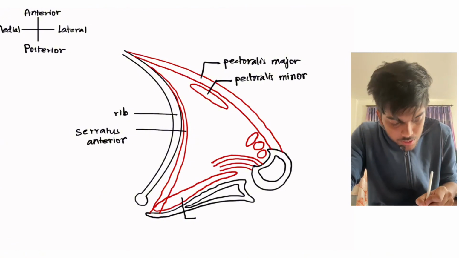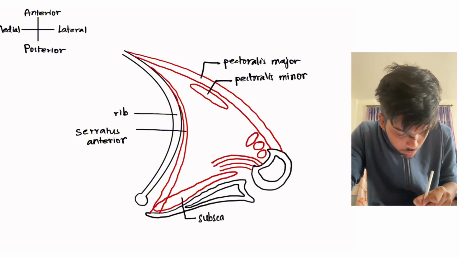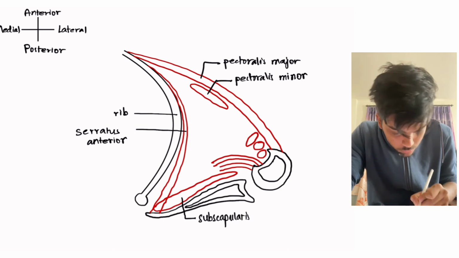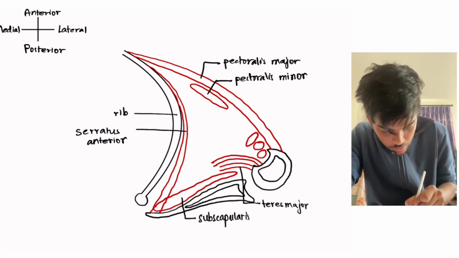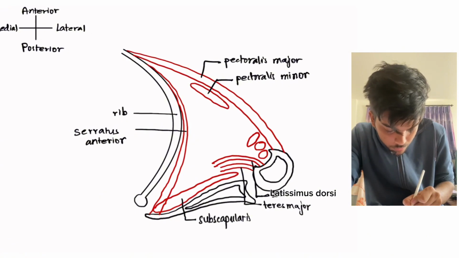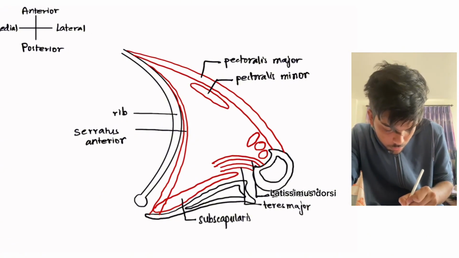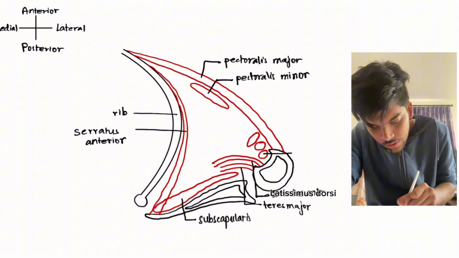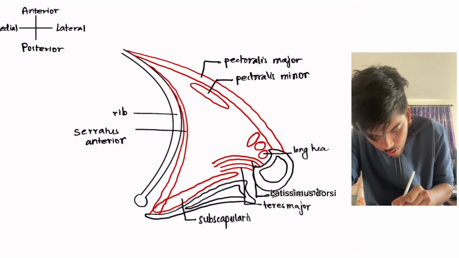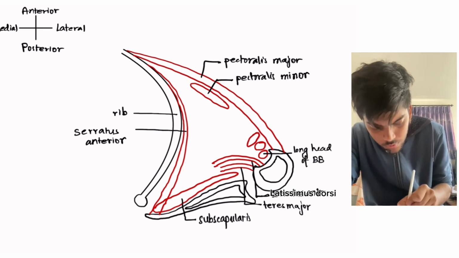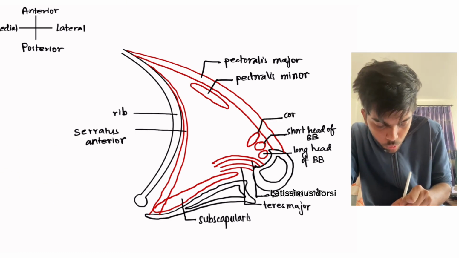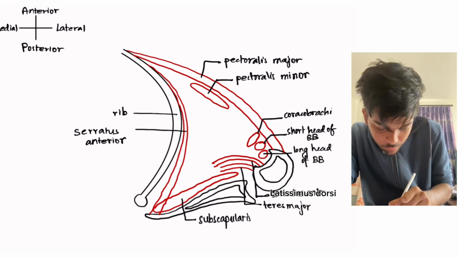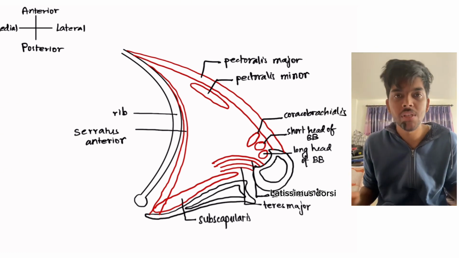Posteriorly, there's subscapularis muscle, teres major muscle, and finally laterally you have the long head of biceps brachii, the short head of biceps brachii, as well as coracobrachialis. But hold on, the diagram is yet not complete.